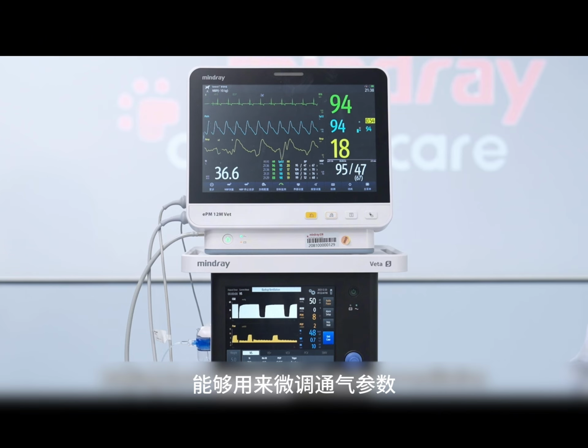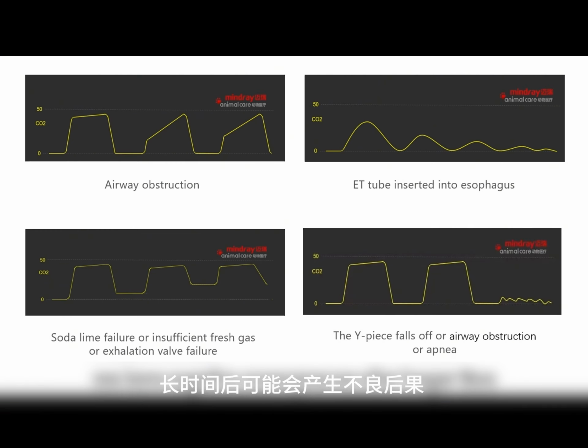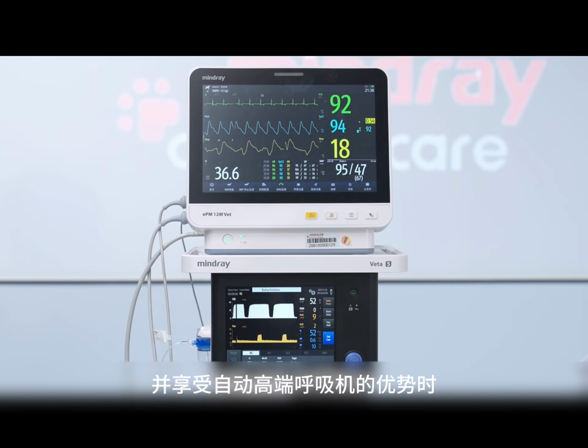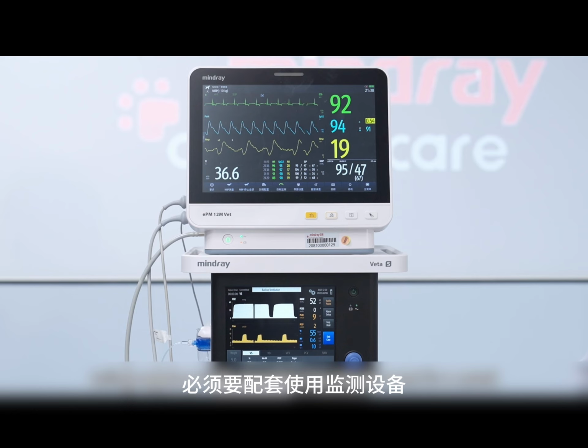Making small mistakes, such as hyperventilation resulting from inappropriate ventilator settings, can have negative consequences after a longer time. While trying to provide the best anesthesia service and enjoying the benefits of automatic high-end ventilators, using appropriate monitoring equipment is a must, and capnography is a minimum necessity in this scenario.